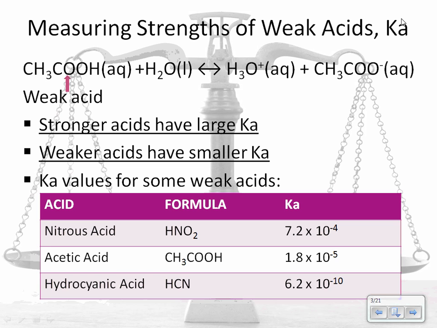And if we look at its Ka value, which again, there is a table in the back of your text which gives you Ka values for some common weak acids, you can see the Ka value is quite small, 1.8 times 10 to the negative 5, okay? So that's basically what you're looking at. If we compare it to nitrous acid, HNO2, it's a little bit weaker than nitrous acid, but it's a bit stronger than hydrocyanic acid.